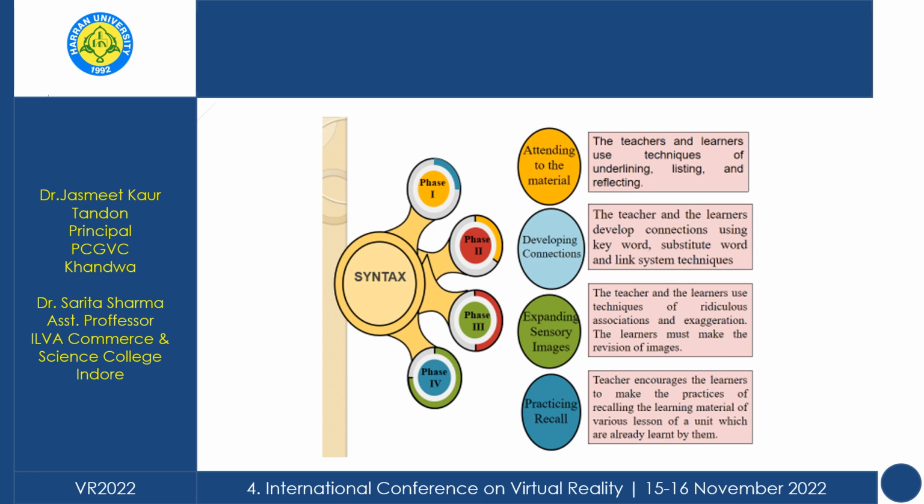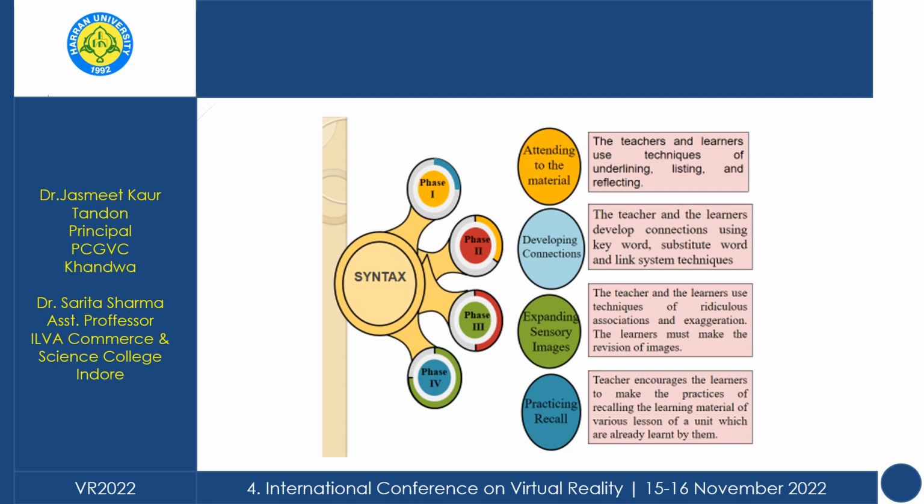Phase 1 is relating to the attending to the material, in which teacher and learner use techniques of underlining, listening, reflecting the whole material which student needs to memorize. Developing connections. The teacher and learners develop connections using keywords, substitute words and link system techniques. Third is expanding sensory images. The teacher and learner use techniques of ridiculous association and exaggeration.